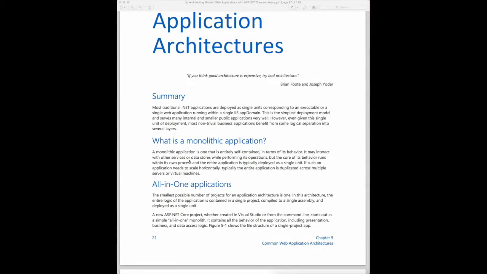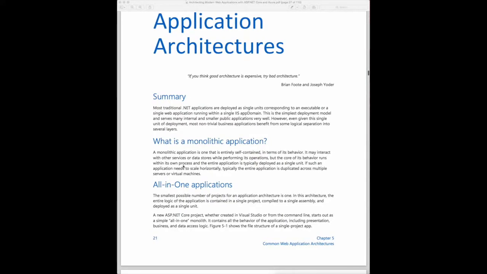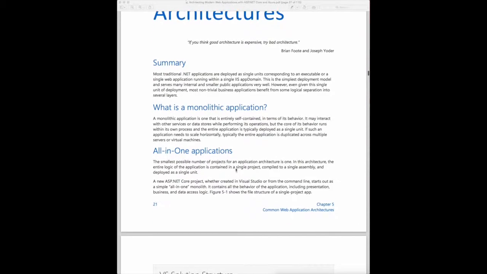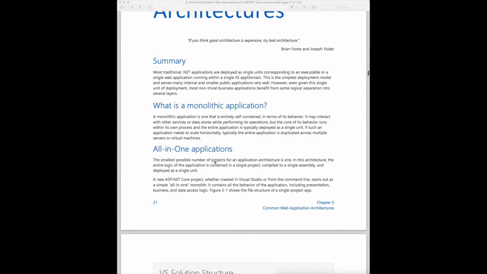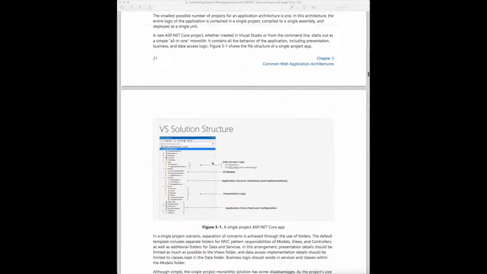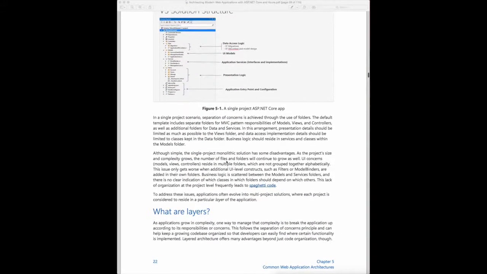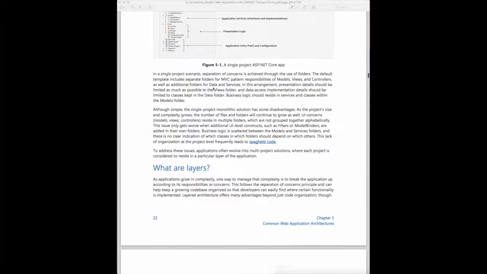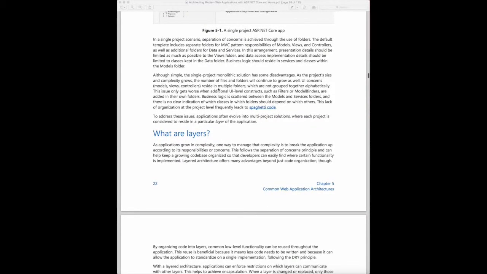So, application architecture: what is a monolithic application? Basically, a monolithic application has everything in one project, all in one application. Microsoft is giving you the example: there's one solution, one project, and that one project has everything.